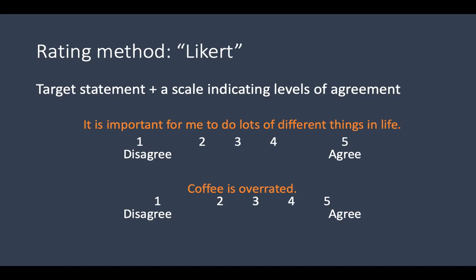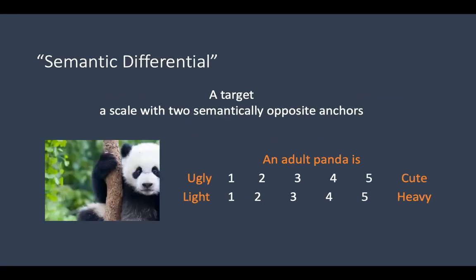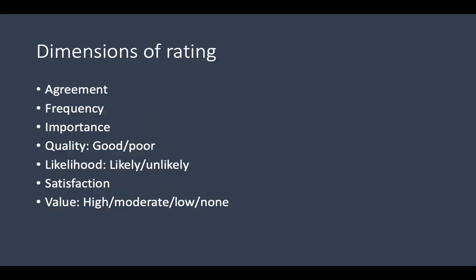And it's straightforward enough. You basically have a target statement and a scale of 1 to 5 or other points of response, and indicate the level of agreement by selecting one of the numbers. But you can also have other kinds of responses, such as the semantic differential measure, where you judge a target with a scale with two semantically opposite anchors, such as whether you think a panda is ugly versus cute, or light versus heavy. So these are just two examples. And you can have different dimensions of ratings in the self-report measures.